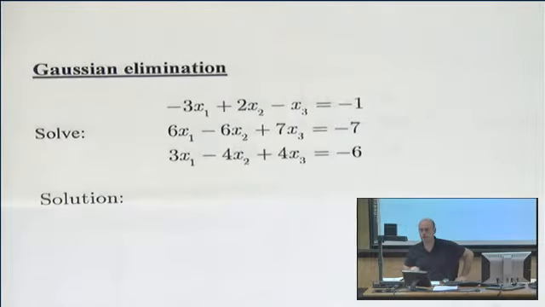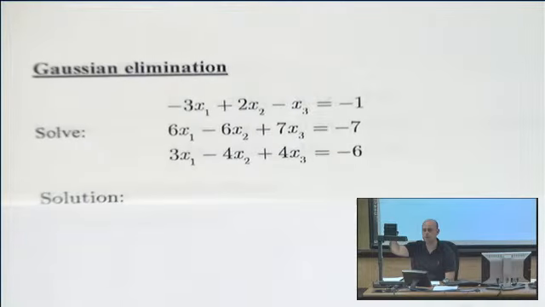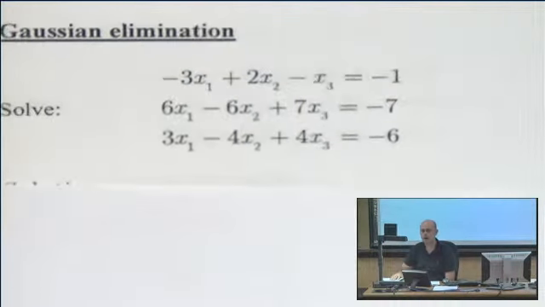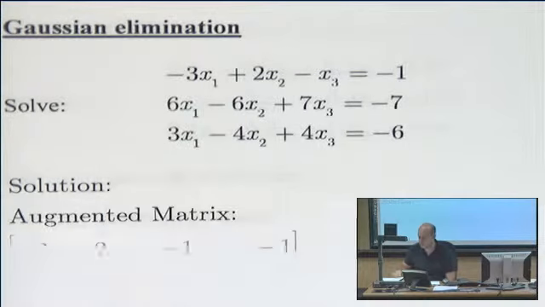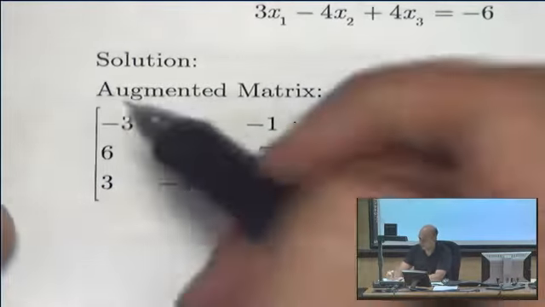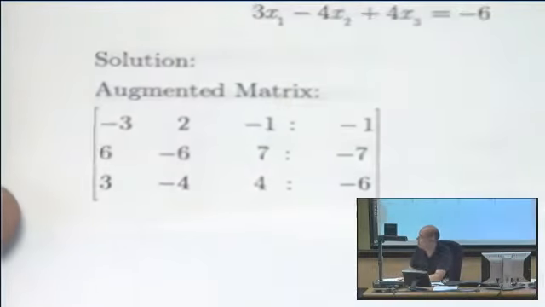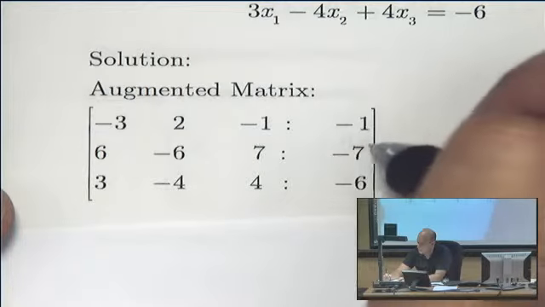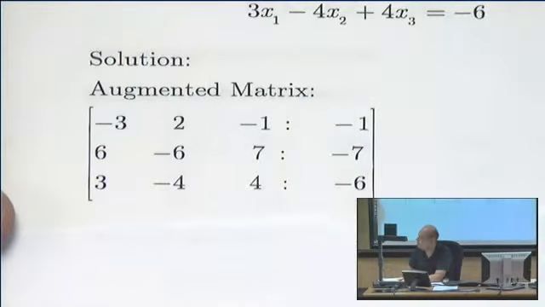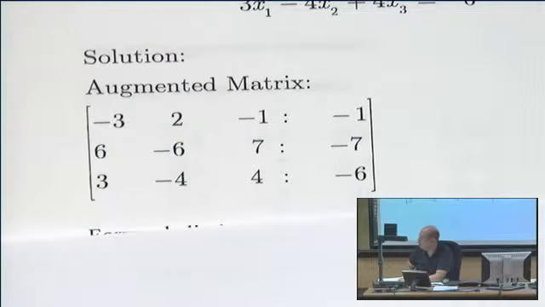There we go. So that's your system of equations, right? It's three equations, 3 unknowns. And we want to solve that. So our A matrix is what I've got on there, right there. So it's -3, 2, -1, 6, -6, 7, 3, -4, 4. Those are the coefficients of my equations. And then the B vector is -1, -7, -6. And I wrote this augmented matrix. I kind of separated it that way. And we want to do Gauss elimination on that to solve for x1, x2, and x3.